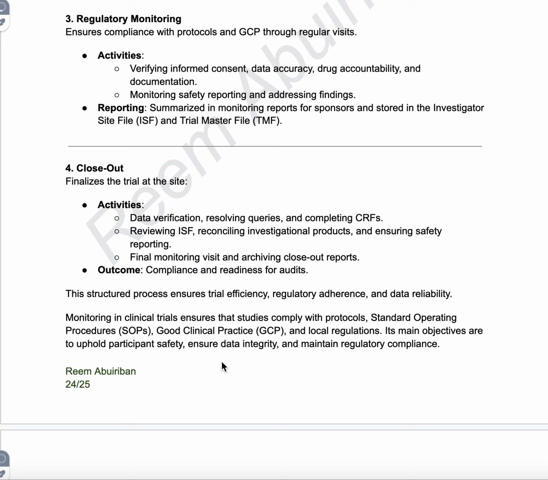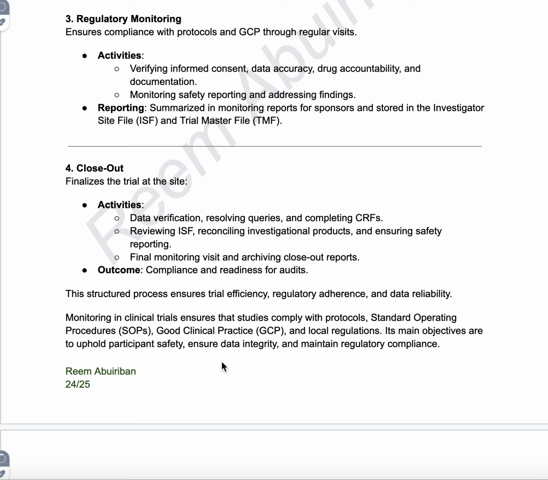We make sure everything is okay and everything is documented, and we are reviewing the ISF, which is the investigator site file, and recording the investigational products and ensuring that everything is safe, and we make the final monitoring visit, and that is close out reports, compliance and readiness for audits. So this structured process ensures trial efficiency, regulatory adherence, and data reliability.